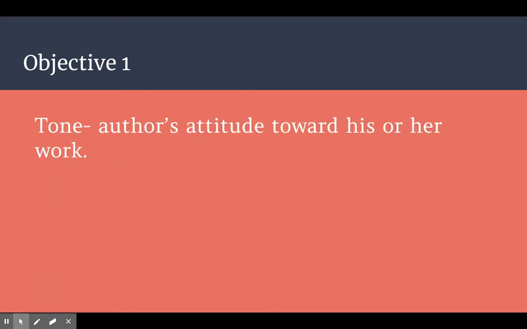Speaking of tone, a lot of kids confuse tone and mood. So I want you to try to remember tone is the author's attitude. One thing I like to tell kids is that the double A has to do with the author. So it's the author's attitude is tone, whereas mood is about what the reader is feeling from the text. So tone, author's attitude toward the work. The tone could be inspiring, the tone can be melancholy, the tone could be suspicious, the tone could be jubilant. There's a million different things that the tone could be.